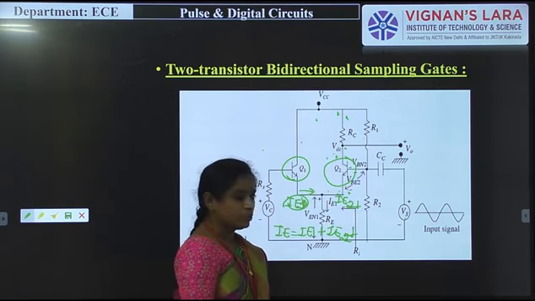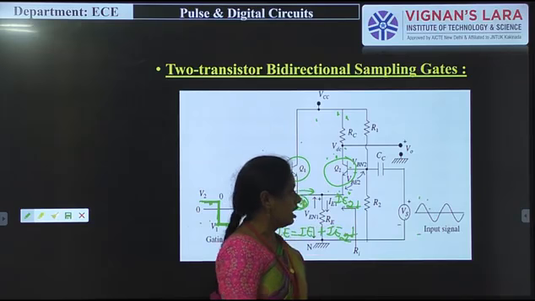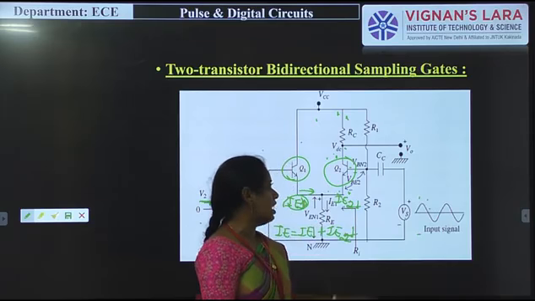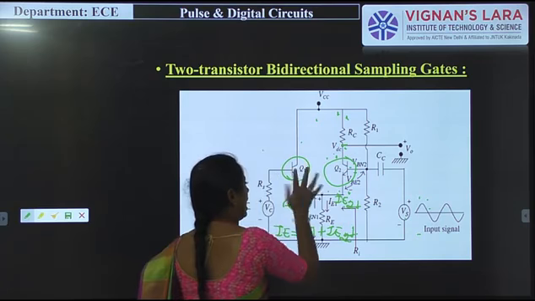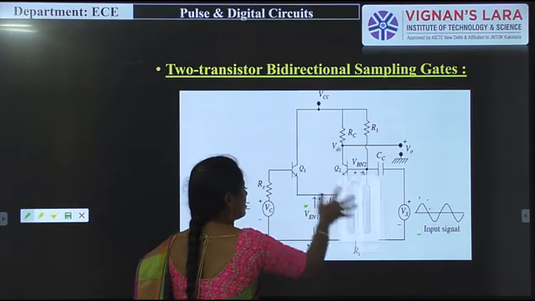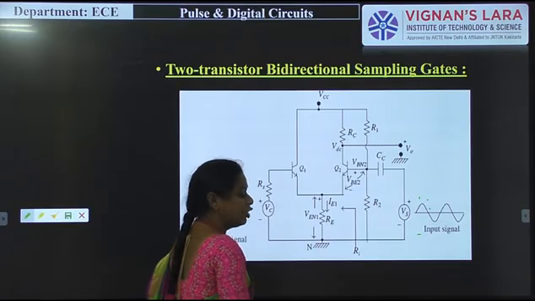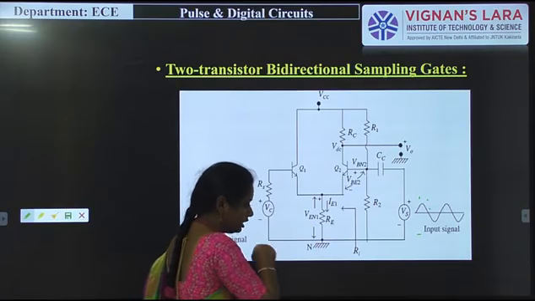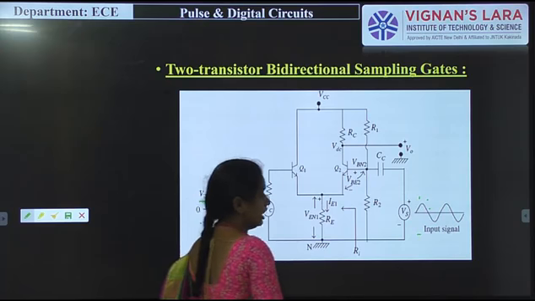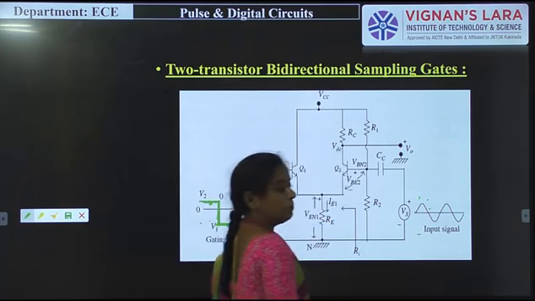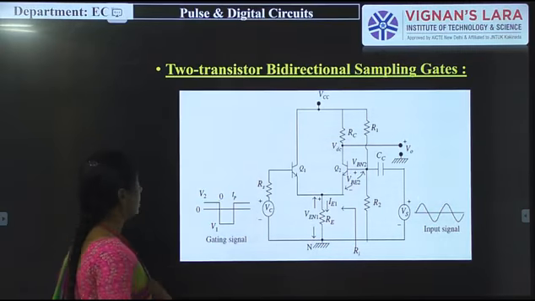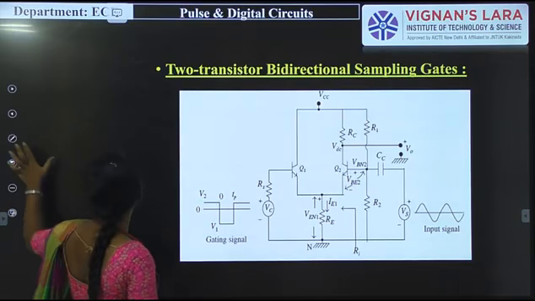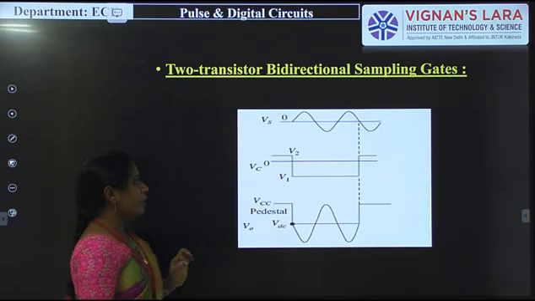Due to these conditions, the input signal, a sinusoidal signal, will be produced at the output side with a phase shift. In this time the transistor acts as an amplifier, but the output is produced with a different phase shift. Here the input starts in the positive direction, but the output goes in the negative direction. That is the condition of this two transistor bidirectional sampling gate. The output waveforms will be like this.